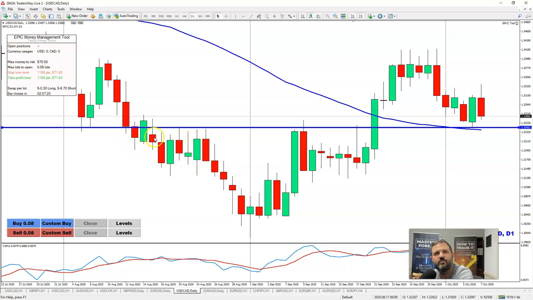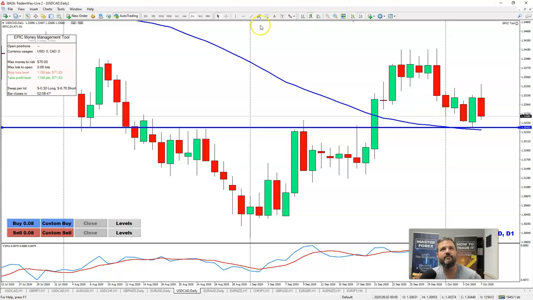Let me count it. 1, 2, 3, 4, 5, 6, 7, 8, 9 days. All right, so what does this mean for you? This means that every single time the price went up to this level for 9 days in a row, you could have taken a short trade and made money. I'm just saying, it looks great in hindsight. Yes, perfect. But you know that it could happen for 6 or 9 days in a row.